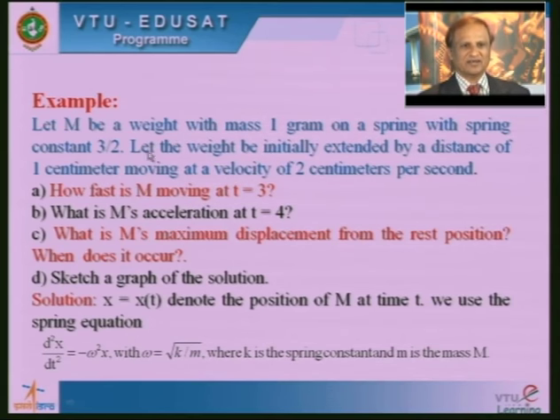So, what have they given? We want to write down that x is equal to x of t denotes the position of the mass M at time t. Then we know the spring equation. So far we have discussed the spring equation. I can use the spring equation, d square x upon dt square is equal to minus omega square x, with omega equal to square root of k by m, where k is the spring constant and m is the mass. Is it clear?